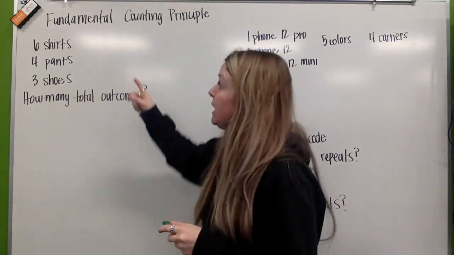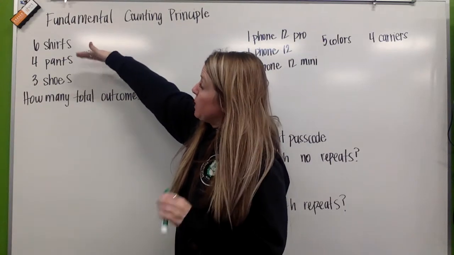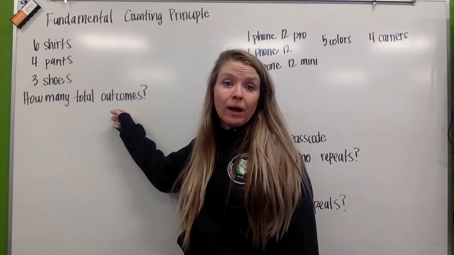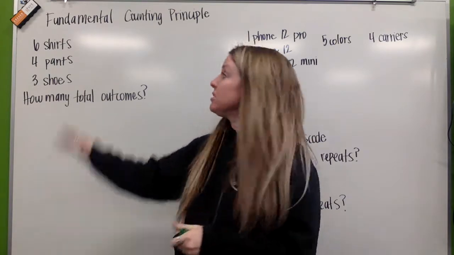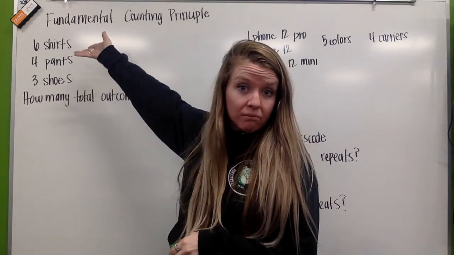For example, let's say we have 6 shirts, 4 pairs of pants, and 3 shoes, and I want to know how many total outcomes I have. So how many outfits can I build from these pieces of clothing?